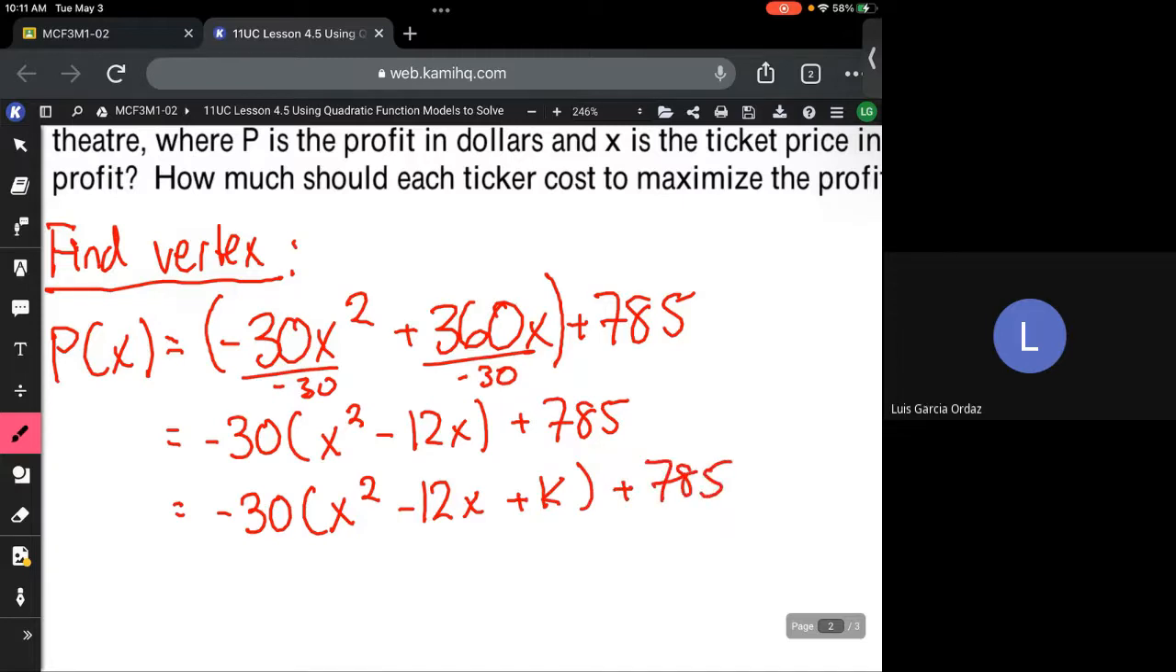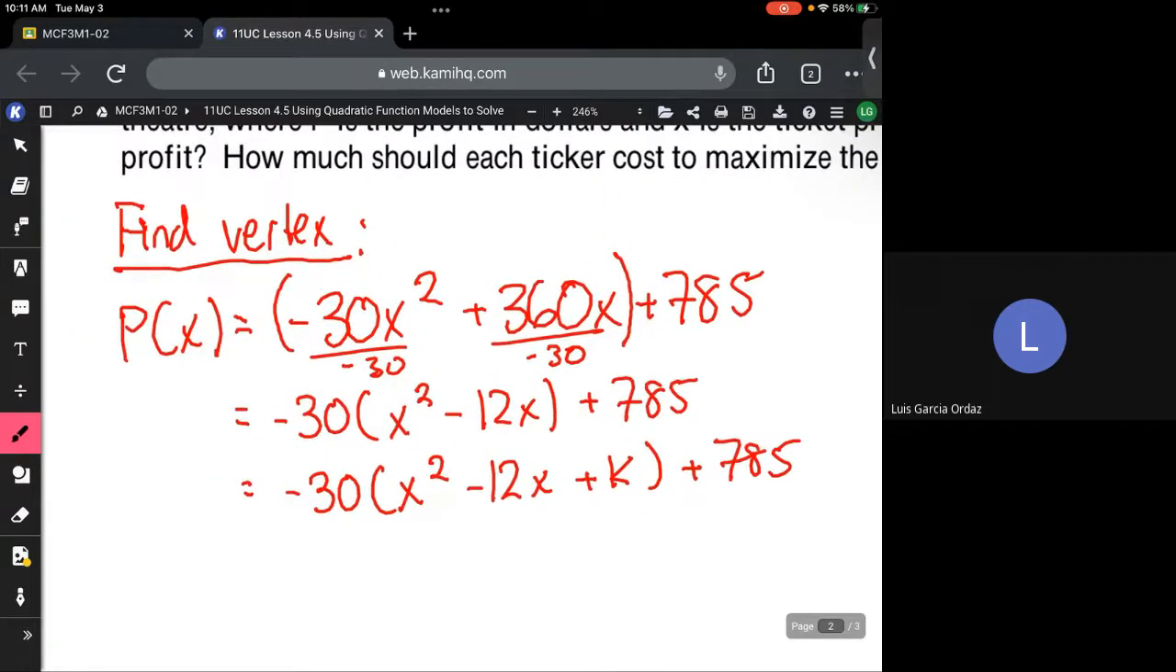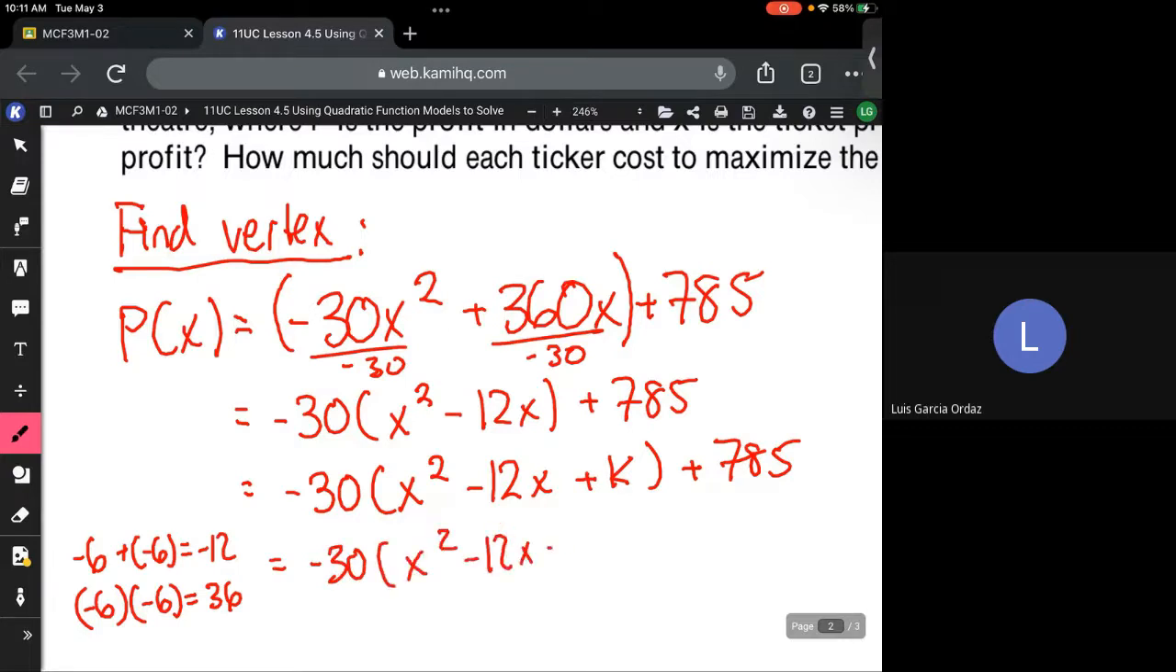So to find our k, remember, because it's a perfect square, we need to find two of the same numbers that add up to negative 12. So what are two numbers that are the same that add up to negative 12? Olivia. Negative 6. So we have negative 6 plus negative 6 is equal to negative 12, which means my k has to be what? Yep, because negative 6 times negative 6 is equal to positive 36. So I'm going to have negative 30 times x squared minus 12x plus 36.